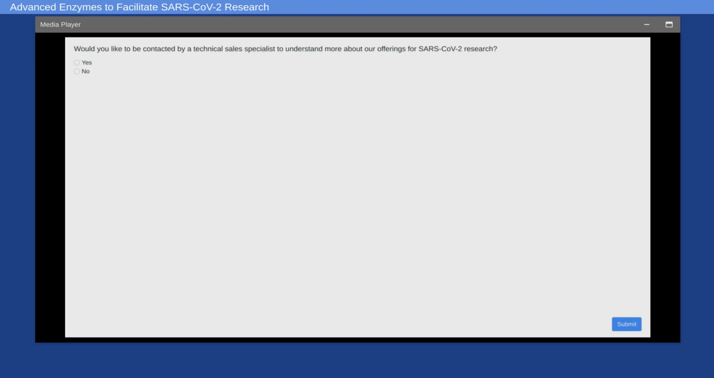Let's get started. Our first question is, what's the multiplex capacity of the Platinum SuperFi DNA polymerase, and how does the universal annealing temperature work?